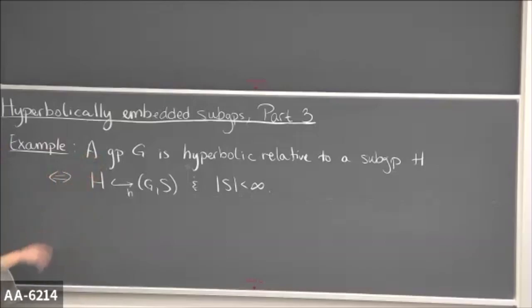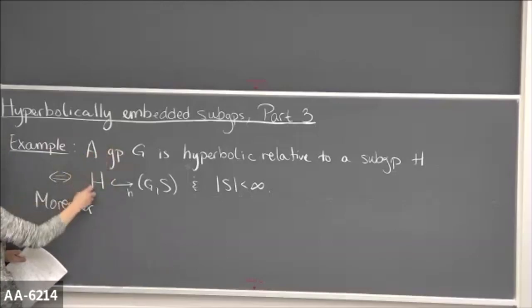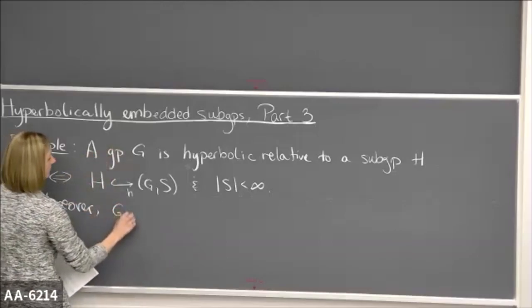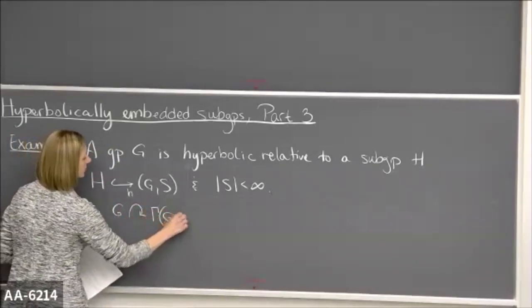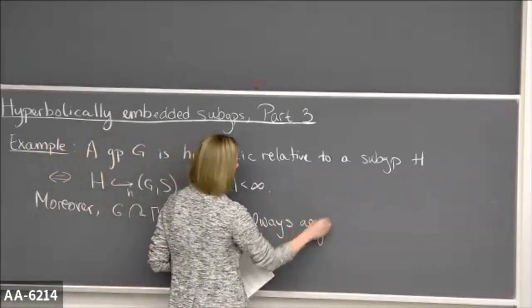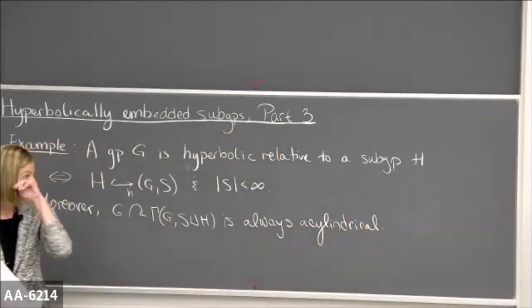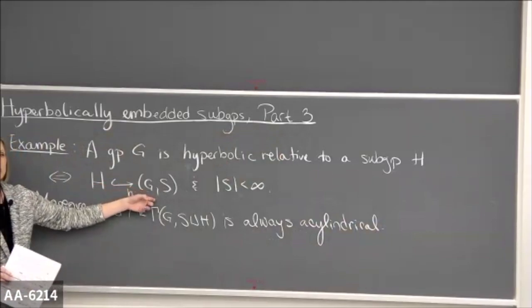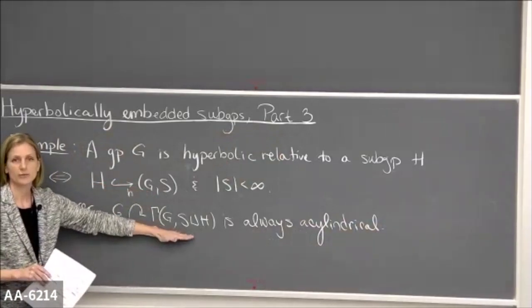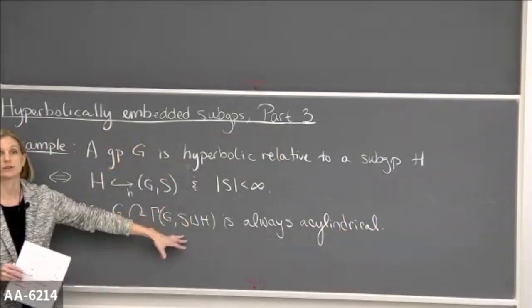And then one other thing I want to say about this case relating to what we talked about yesterday: when you have a relatively hyperbolic group like this, the action of the group on the Cayley graph of G with respect to S disjoint union H is always acylindrical. This is not an if and only if. But we said yesterday that generally, if you have a hyperbolically embedded subgroup, it may not be the case that the action of the group on this relative Cayley graph is acylindrical, but in the special case that you have a relatively hyperbolic group, this is always true.